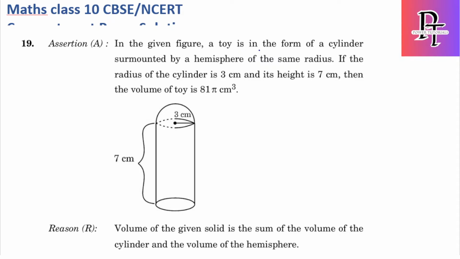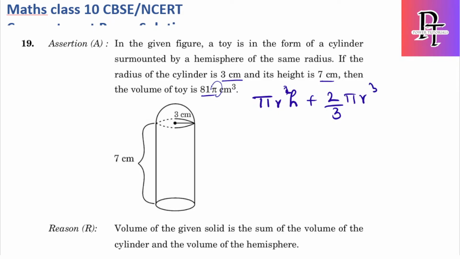In the given figure, a toy is in the form of a cylinder surmounted by a hemisphere of the same radius. If the radius of the cylinder is 3 centimeters and the height is 7 centimeters, then the volume of the toy is 81 pi centimeter cube. Let's verify it. How to verify? You have to just add both the volume formulas of cylinder and hemisphere. Cylinder volume formula is pi r square h, and hemisphere, which is half of a sphere, is 2 by 3 pi r cube.